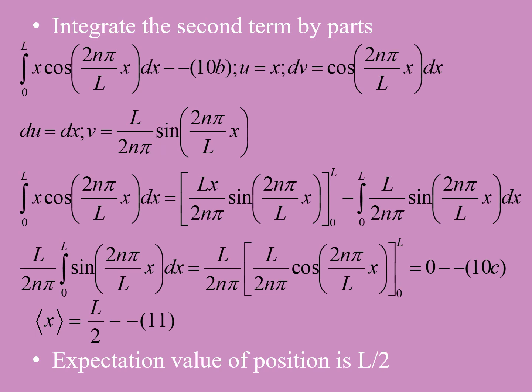So if you substitute this, then the integral from 0 to L of x cos 2n pi x by L dx is uv, so it is L x by 2n pi sin 2n pi by L x, and you substitute the limit 0 to L, minus integral v du. So it is the integral from 0 to L of L by 2n pi sin 2n pi by L x dx. So now if you integrate and substitute the limit for the first term, then it is 0. For the second term, if you integrate, then it is L by 2n pi integral from 0 to L of sin 2n pi by L x dx, which is L divided by 2n pi times L by 2n pi cos 2n pi x by L. Now you substitute the limit 0 to L, then this becomes 0.